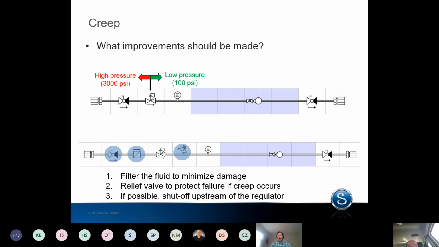And then where possible, shut off upstream of the regulator. It's not always possible, but where you can, that takes all of the shutoff burden away from the regulator. So regulators are not shutoff devices. They will shut off, but they're designed with pressure control in mind, not pressure shutoff or isolation.